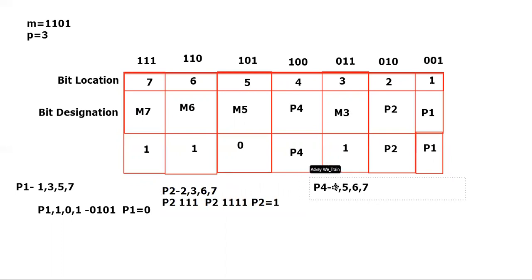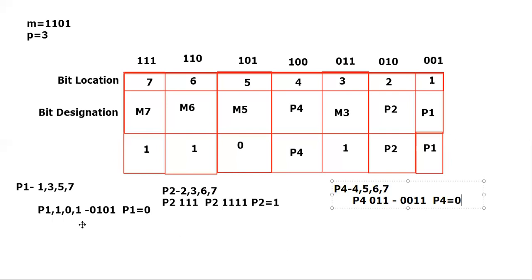Very similar to that, let us do the same with respect to P4. What is the value that we have in 4? At bit location 4, the value is P4 itself. Then at 5, we have 0. At 6, we have 1. At 7, we have 1. So here the number of ones is 2, which is an even number. To retain an even parity, let us make P4 as 0. So when I make P4 as 0, you get the bits 0, 0, 1, 1, which is an even parity. Therefore, the P4 value is equal to 0.